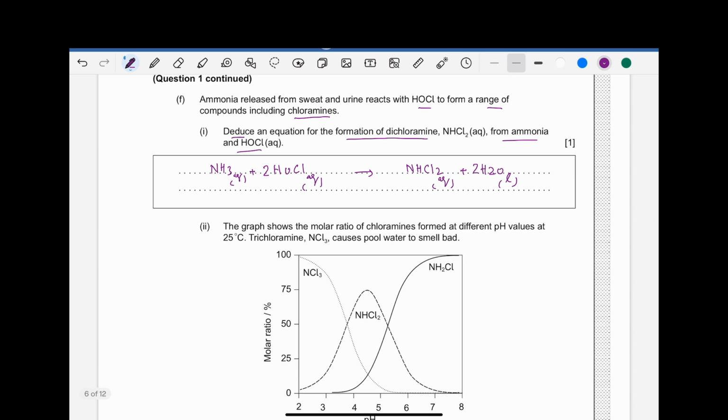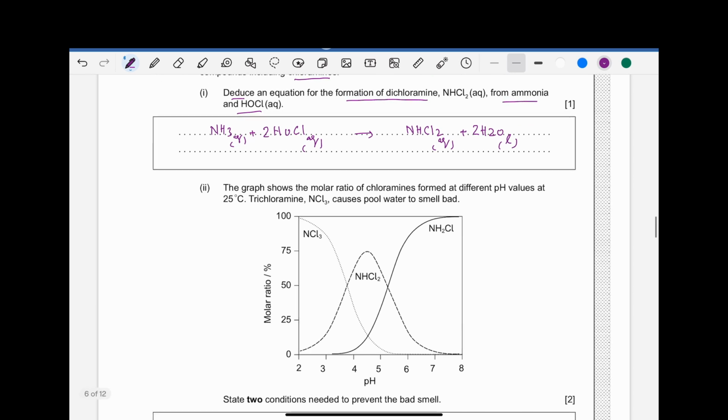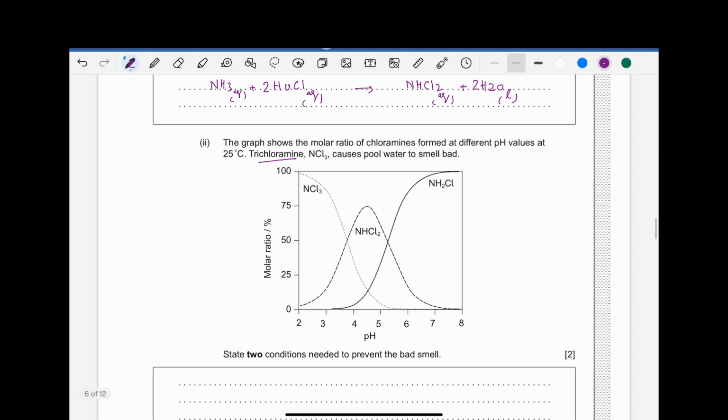The graph shows the molar ratios of chloroamines formed at different pH values at 25 degrees Celsius. Trichloroamine NCl3 causes pool water to smell bad. So NCl3 is responsible for the bad smell.